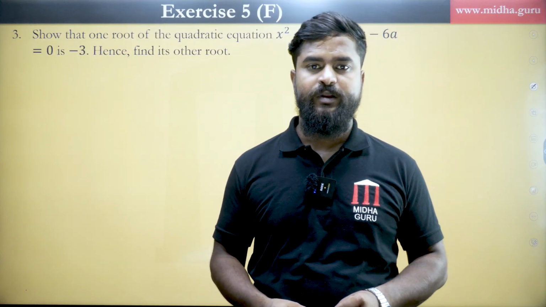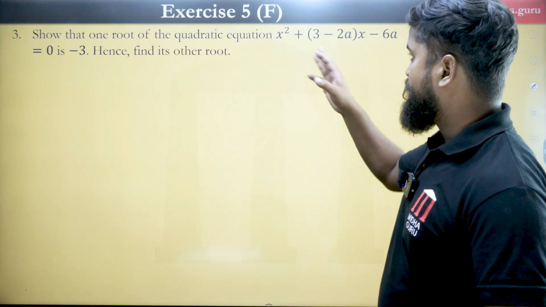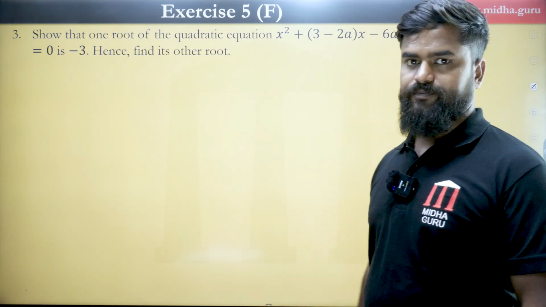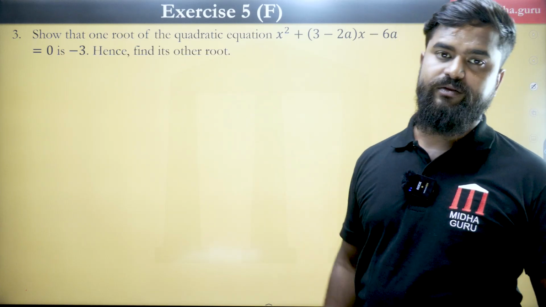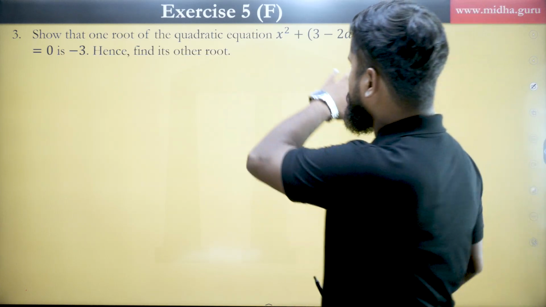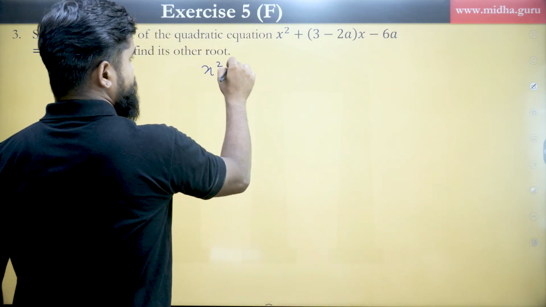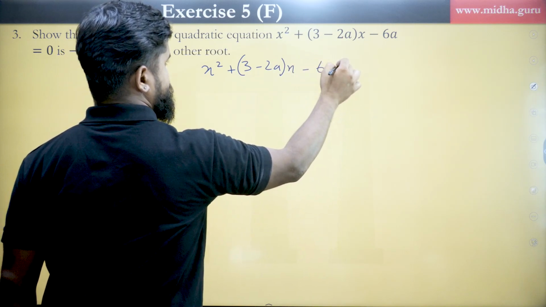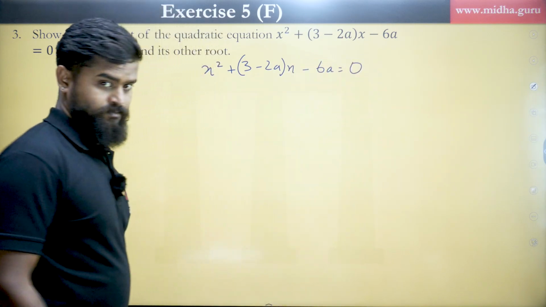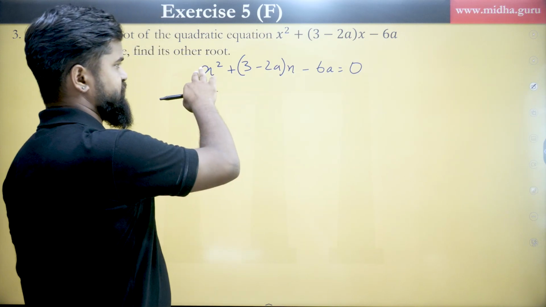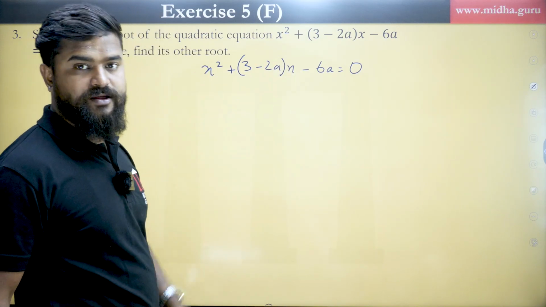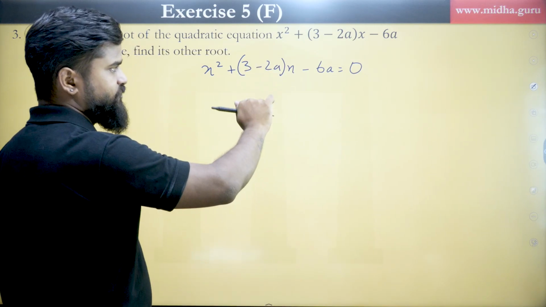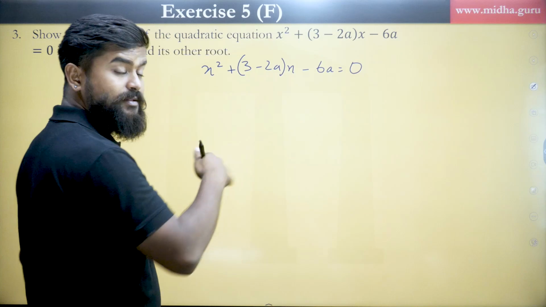Now in this next question, we are supposed to solve the equation x square plus 3 minus 2a x minus 6a is equal to 0. We are supposed to prove that one of the roots is minus 3. If you look at the equation carefully, it is x square plus 3 minus 2a x minus 6a is equal to 0. If you look at the coefficients of a and c, it is 1 and 6a. So the product is minus 6a. And if you look at these two parts carefully, if we separate them, they also become, when we multiply them, minus 6a.